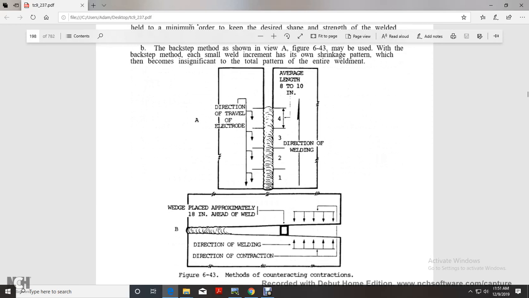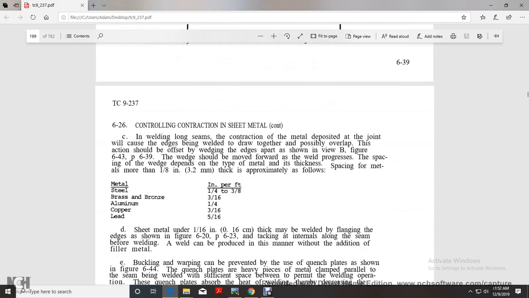The weld is placed approximately 18 inches ahead of the welded direction, with the contraction points of the weld. The direction of the electrode, with an average length of 8 to 10 inches, follows the direction of the weld. When welding a long tube, the contraction of the metal deposit in the joint will cover the edge of the weld as the edges draw together and positively overlap. This action should be offset by welding the edge of the part, shown in view B of Figure 6-43, page 639. The weld should be moved forward as the weld progresses, with the spacing of the weld dependent on the type of material and thickness.